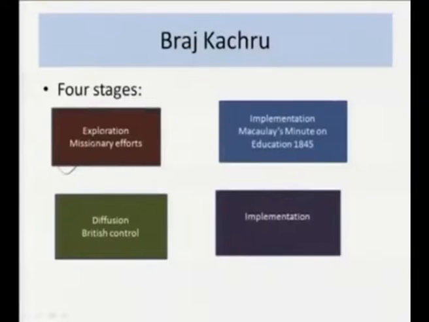that were hitherto being forwarded by various bureaucrats in the British government. So, what then are the 4 stages? The 4 stages are, first, the exploratory stage, beginning with the missionaries. Then was the phase of implementation, coming with Macaulay's famous minute of 1835, followed by the phase of diffusion of British control, and finally the implementation of their policies.